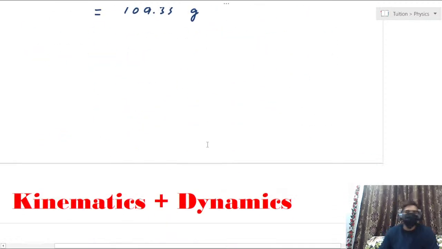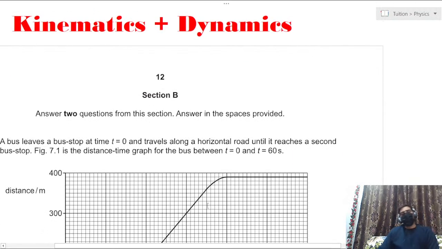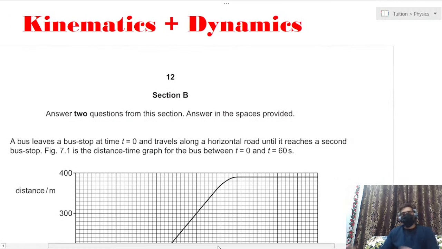Let's move on to the next part. And here we have this question. All right, once again, this is the latest question. It is from the section B of your paper, October, November 2021. I'm not sure if that was from paper 2-1 or paper 2-2. But it is the most recent question that you have from kinematics and dynamics.